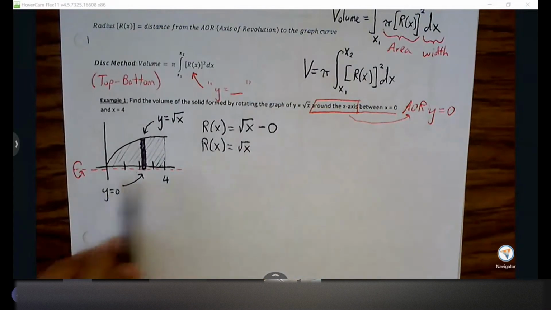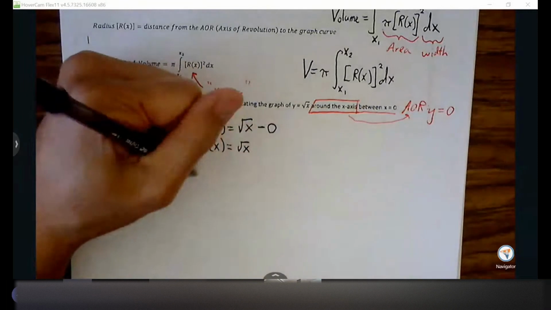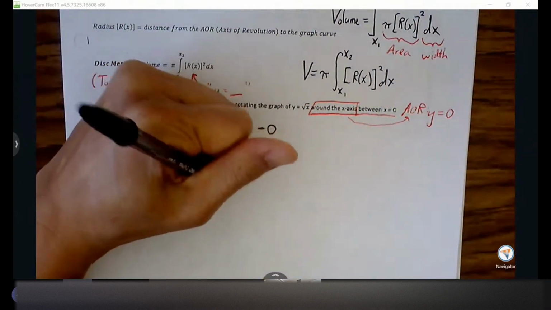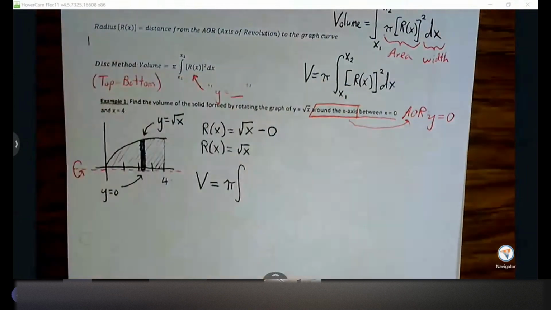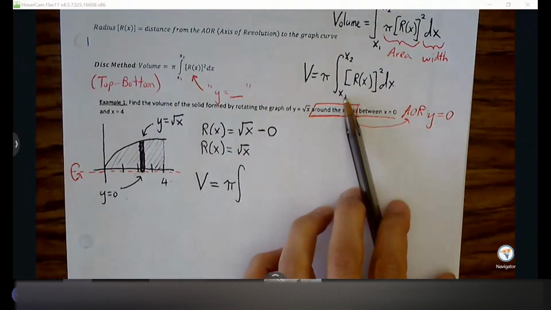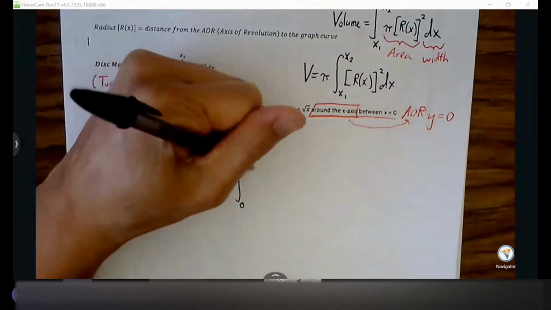We have the bounds visible to us. I think we're ready to put into our volume formula. So V equals, start with the pi. We typically like to put the pi outside the notation. Okay. And what are the bounds going to be from x1 to x2? 0 to 4. Yeah, left to right, pretty obvious.